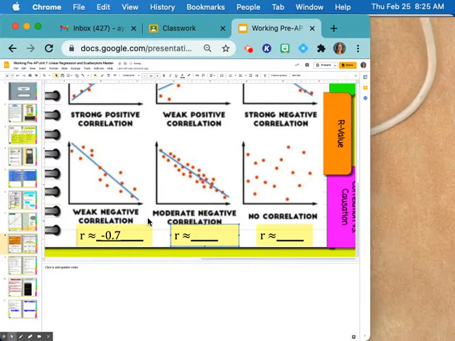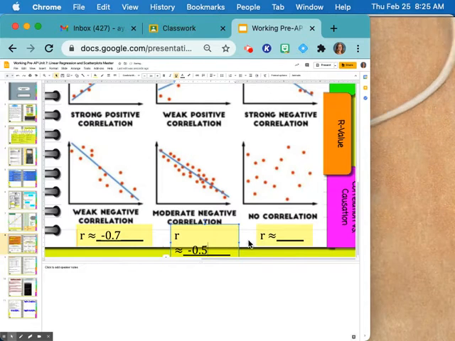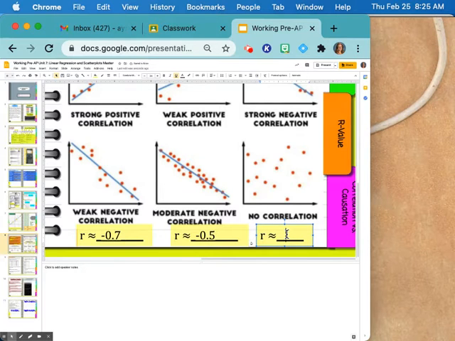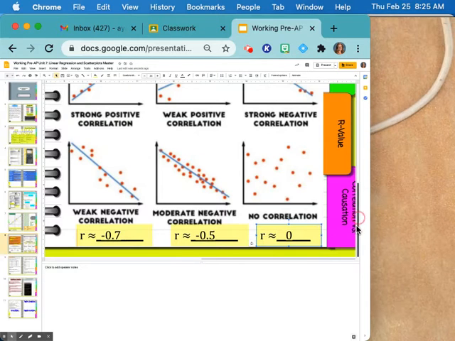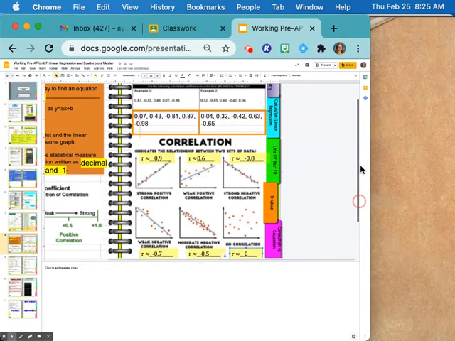Okay, the next one, moderate negative correlation. I'd say right about negative half. What about no correlation? What would that be? 0. There we go. It's just a scatter. You can't tell whether it's increasing or decreasing, so it's just a scatter. Okay. Are we good to go on?